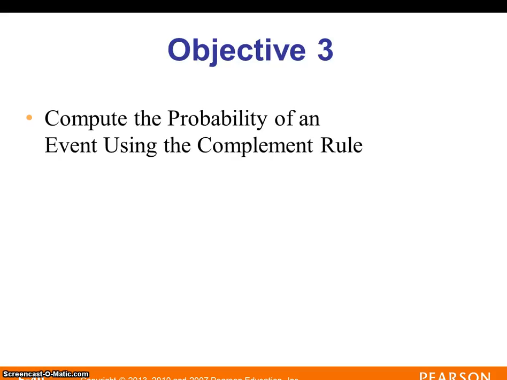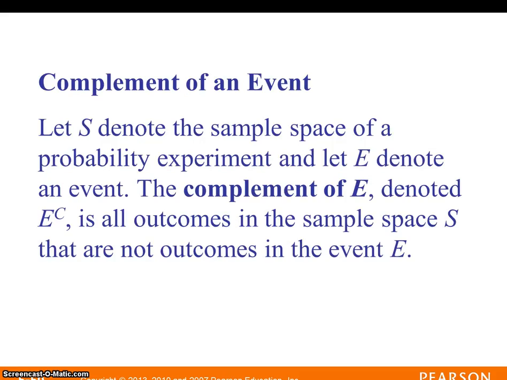So objective 3 then is to compute the probability of an event using what's known as the complement rule. The complement rule basically says that you're taking the opposite of an event. So if you know that, say, there's a 40% chance that it's going to rain today, then the chance that it's not going to rain would be 100% minus 40%, or 60%, right? That's all the complement rule says.